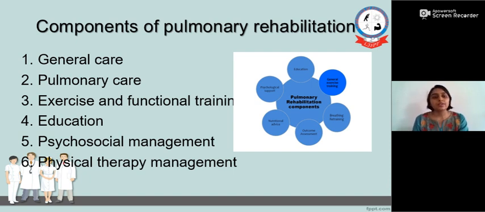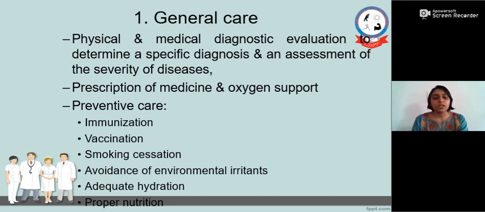Next, we are going to discuss the components of pulmonary rehabilitation. There are namely 6 components of pulmonary rehabilitation, which include general care, pulmonary care, exercise and functional training, education, psychological management and physiotherapy management. So let's discuss them one by one in detail.